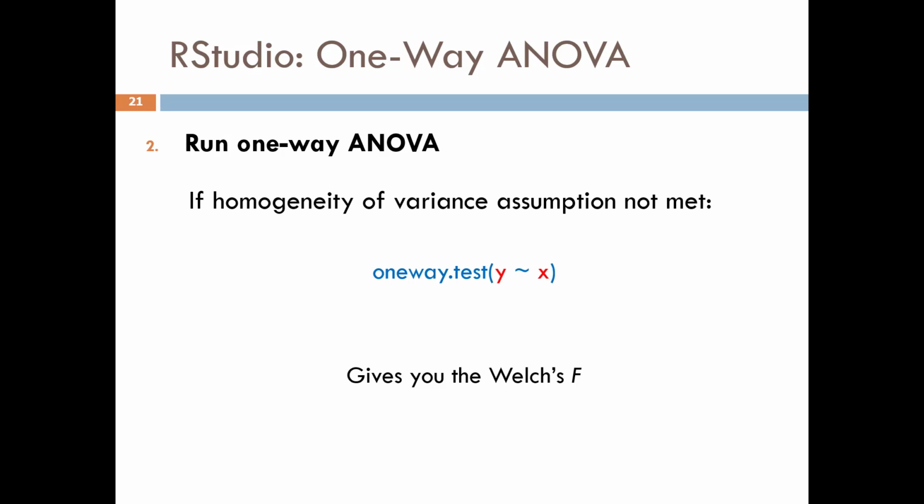Now, just FYI, what if you didn't meet the homogeneity of variance assumption? So the Levene's test was significant. You had a small p-value. In which case, you can run the oneway.test function. And in this case, you don't actually have to save this as an object. You can just run it, where, again, y equals the DV and x equals the IV. That will give you an adjusted F-statistic you can report. So if your homogeneity of variance assumption is not met, then go ahead and run this form of ANOVA. So let's hop on over to RStudio.